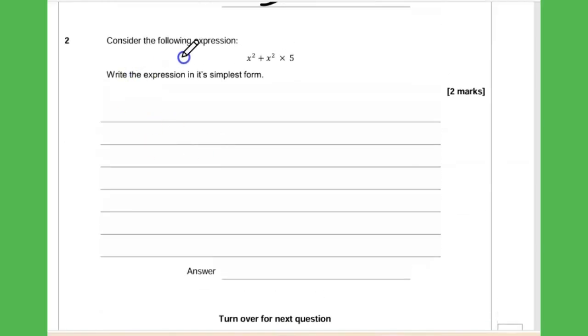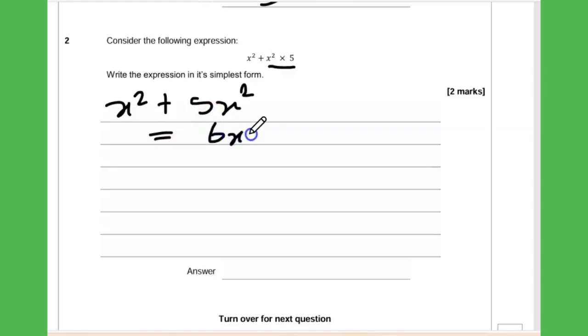So here, consider the following expressions. Write the expression in the simplest form. So I'm going to first of all work with the multiplication. So if I write the first, which is x squared, then x squared times 5 will give us what? 5x squared, but there is a plus 5x squared. Remember we are working with multiplication first. X squared times 5 will give us 5x squared. Now we can collect like terms. X squared plus 5x squared can be added. And if we add both of them, we're going to have what? 6x squared. So the final answer here becomes 6x squared.